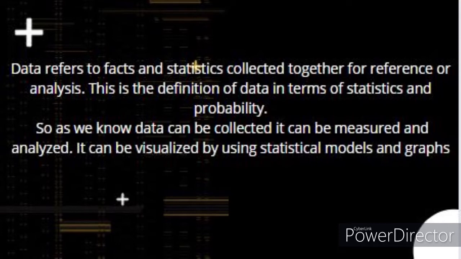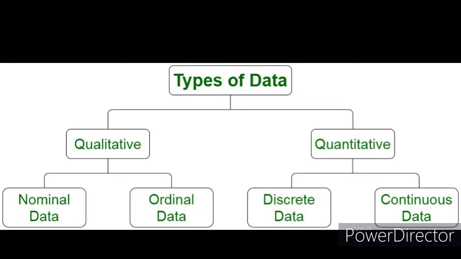Now data is divided into two major subcategories. First, we have qualitative data and quantitative data. These are the two different types of data. Under qualitative data we have nominal and ordinal data. And under quantitative data, we have discrete and continuous data.